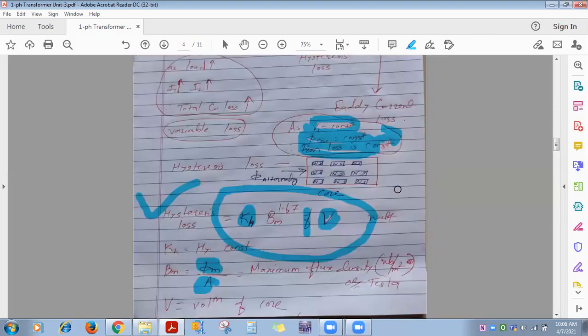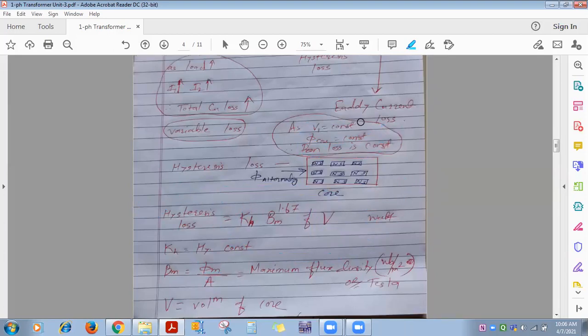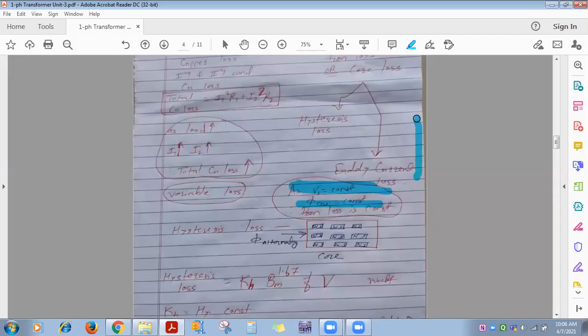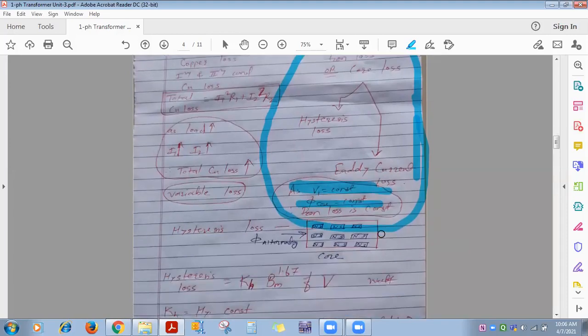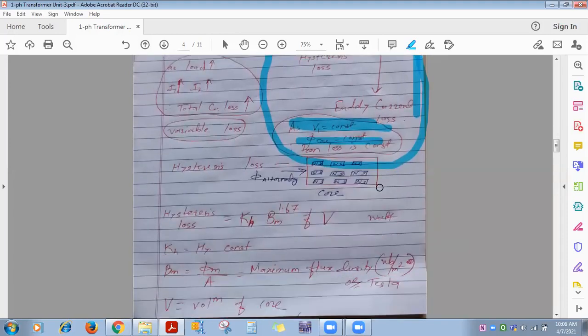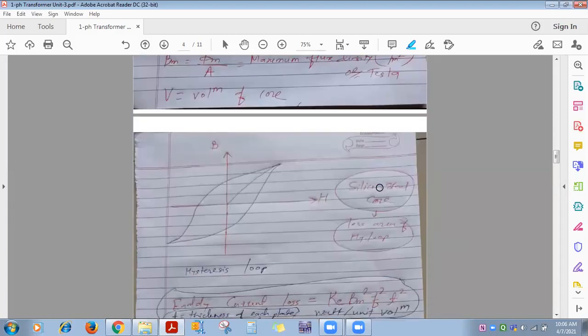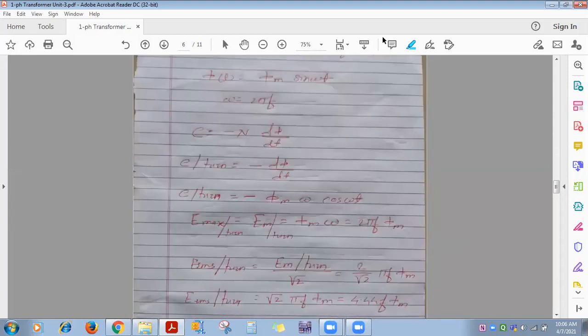What does it mean? If V1 input voltage you are going to keep constant, and that is the case practically from generation up to distribution, flux in the core remains constant, and that's why this loss, iron loss and core loss, you will call it as constant or variable? Constant loss. Okay, so why flux in the core remains constant, we'll see in the next lecture, and even the E2 derivation. Okay, so this is all about the losses. So can I stop?